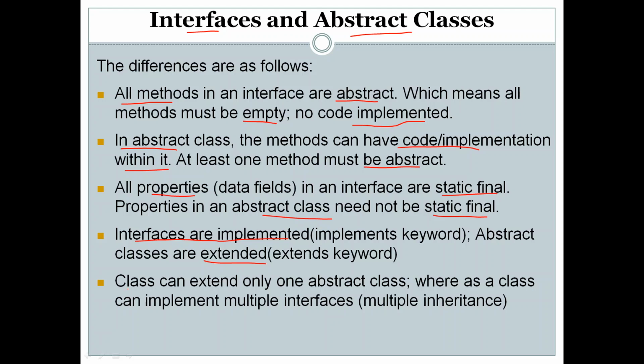Then, a class can extend only one class, one abstract class. One class can inherit from only one abstract class, remember. Whereas a class can implement multiple interfaces. That means one class can inherit from multiple interfaces. But in the case of abstract classes, one class can inherit from only one abstract class. Okay, these are some differences between interface and abstract class in Java.